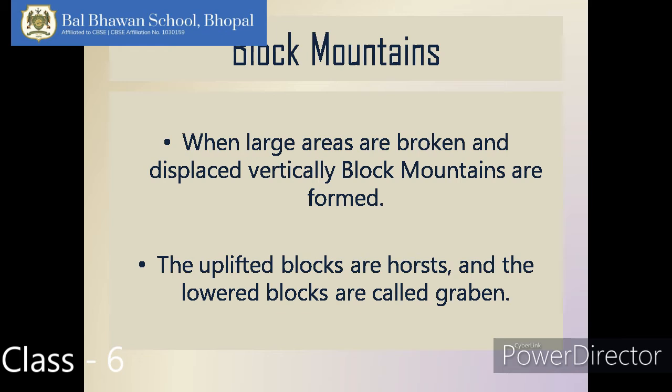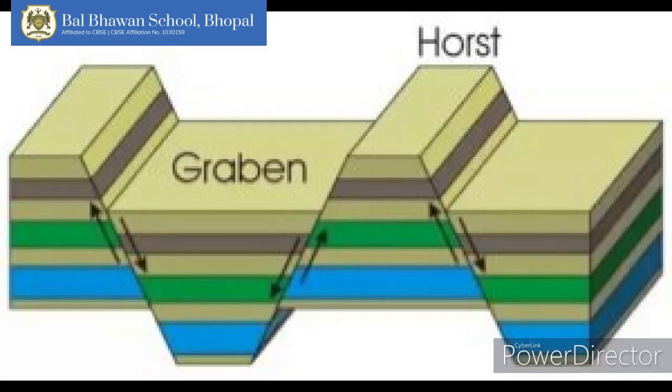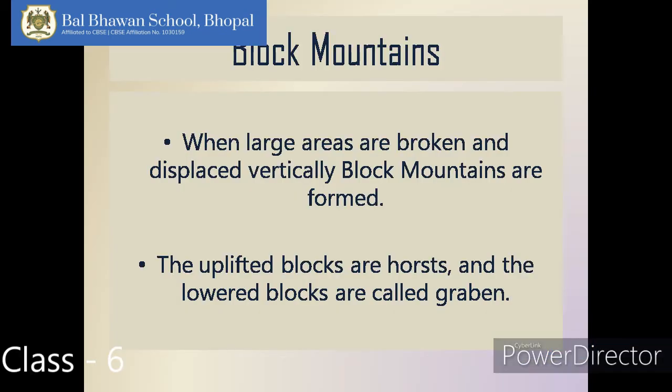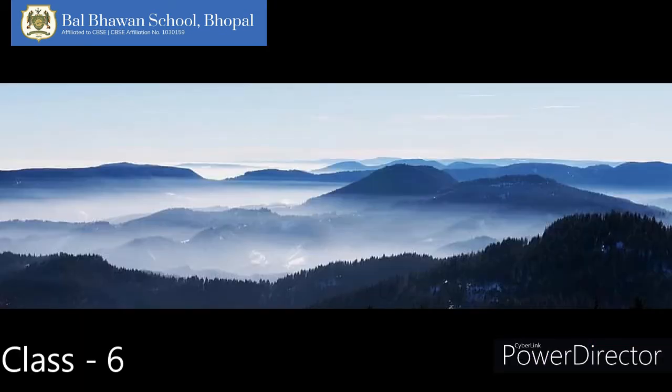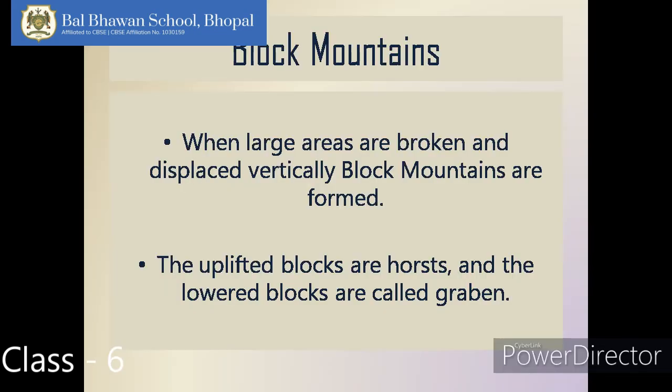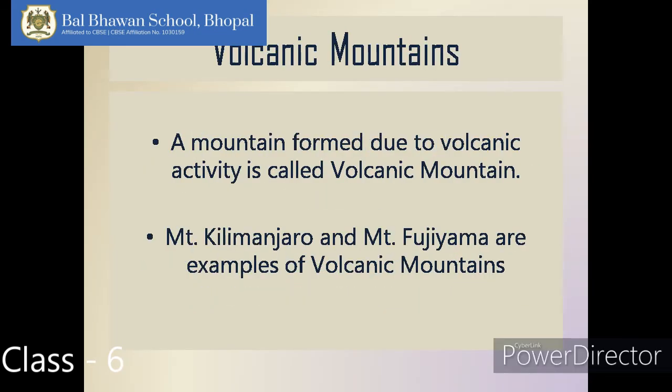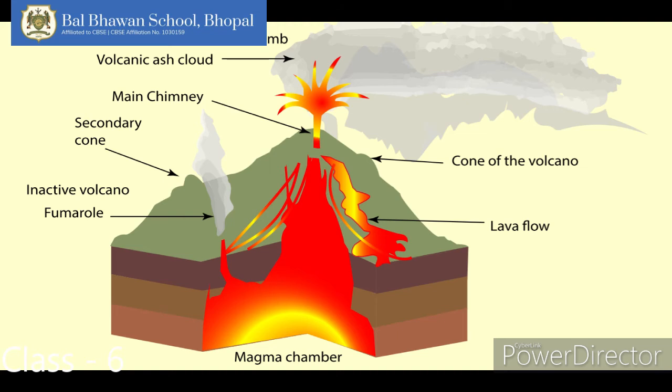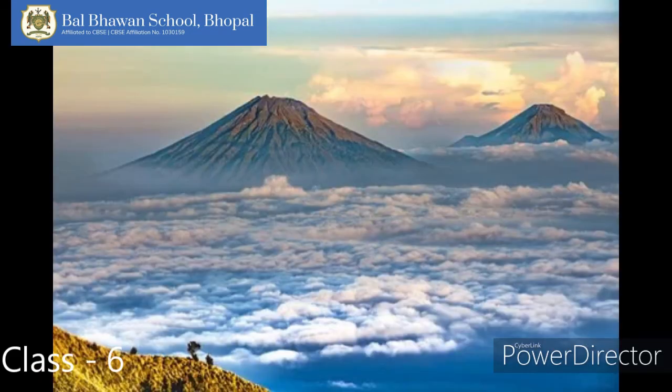The block mountains are created when large areas are broken and displaced vertically. The uplifted blocks are termed as horsts, and the lower blocks are called graben. The Rhine Valley and the Vosges Mountains in Europe are examples of such mountain systems. The next and the last type of mountain for us is the volcanic mountain. The volcanic mountains are formed due to volcanic eruptions. It happens when the molten rock or magma under the Earth's surface erupts. Mount Kilimanjaro in Africa and Mount Fujiyama in Japan are examples of such mountains.